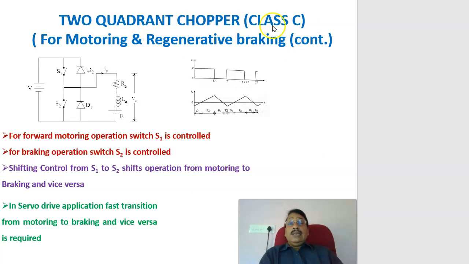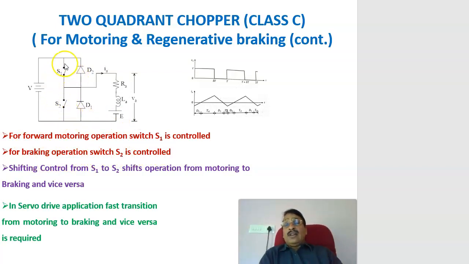Continuing Class C chopper, or two-quadrant chopper, for forward motoring operation, switch S1 is controlled. For braking operation, switch S2 is controlled.